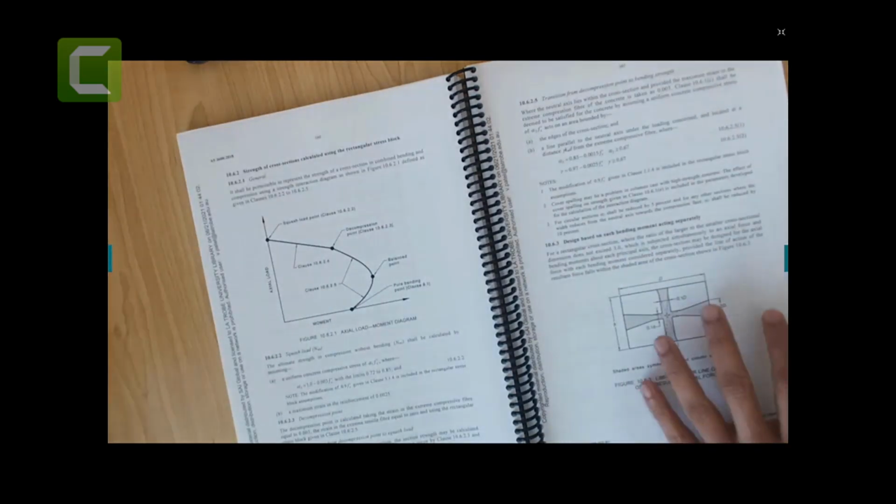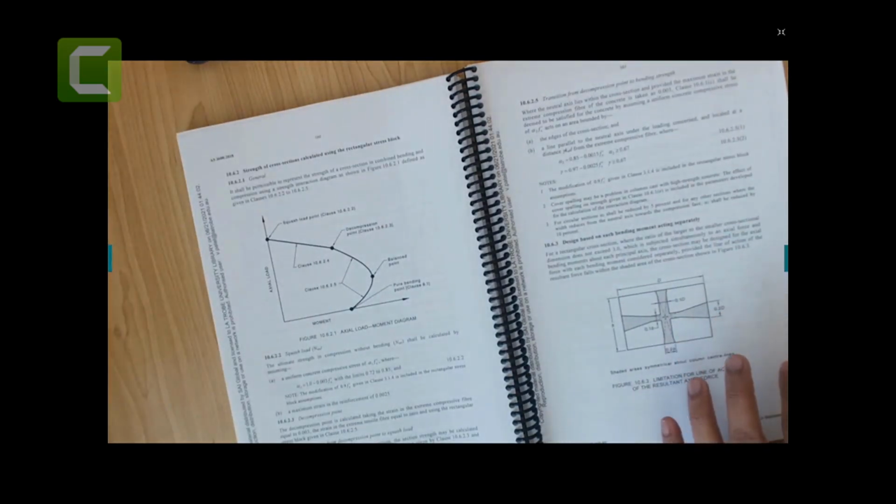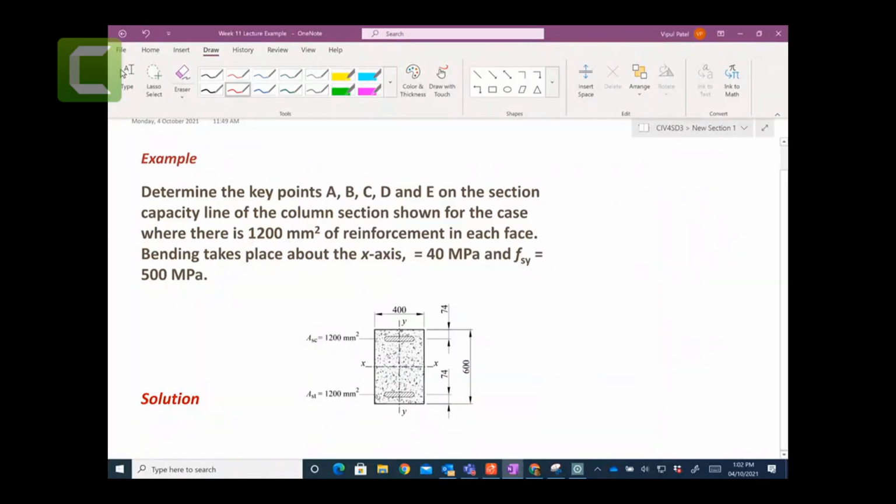So the standards are going to help us. That's the good part of this subject. Section capacity line, column section, and so on. In this case there is 1200 millimeters of reinforcement in each face, so there is tensile reinforcement and compression reinforcement. Bending takes place about the x-axis. FC dash, please make a correction here: FC dash is 40 megapascals and the yield strength of the steel is 500 megapascals.